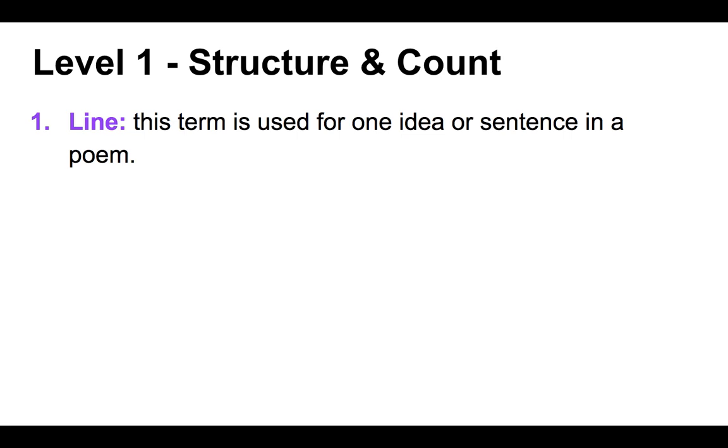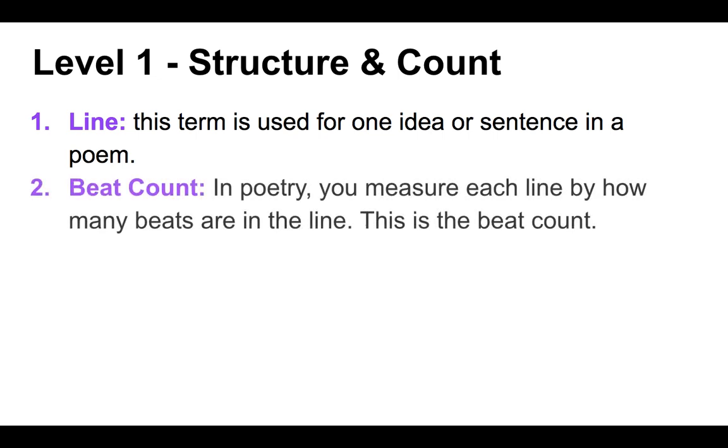So let's get some vocabulary down to start. Number one, line, and this basically is referring to one idea or one sentence or one kind of line of writing in a poem. Number two is what we call the beat count. This is an extremely important factor in poetry. You have to consider that in ancient poetry, it was very important that you follow a set number of counts within the line. So we measure each line by how many beats we can count within the line, and we call that the beat count.